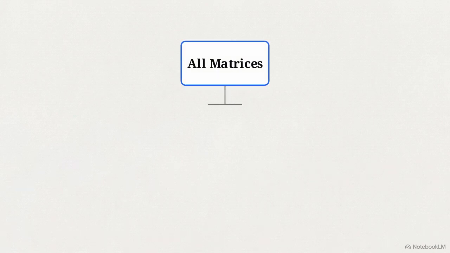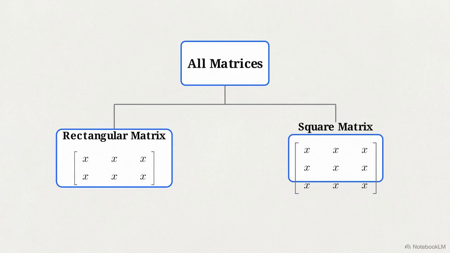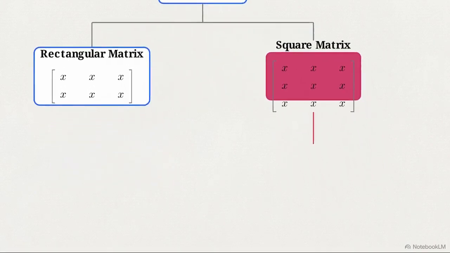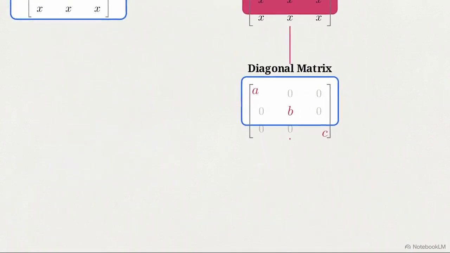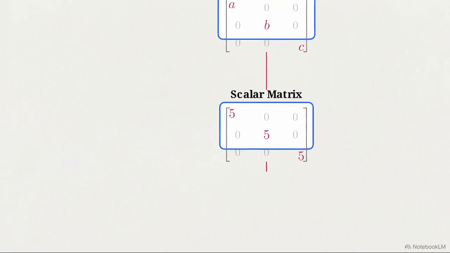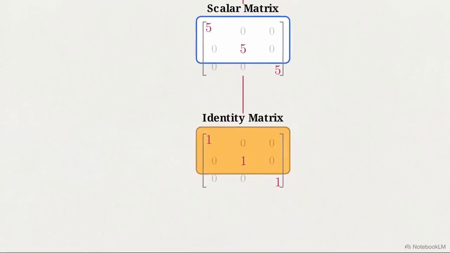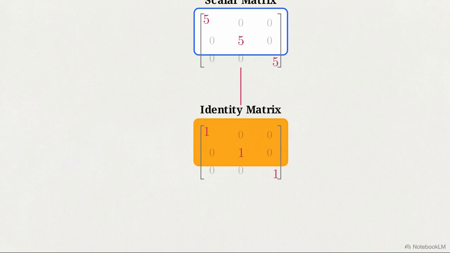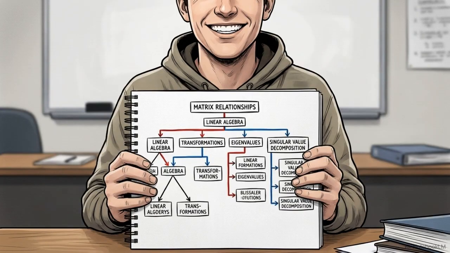This flowchart maps our rules. All matrices splits down 2 paths based on shape, rectangular and square. Tracing the square branch reveals nested conditions. It narrows into a diagonal matrix, tightens into a scalar matrix, before reaching the strictness of the identity matrix. Mapping these relationships as a visual tree eliminates rote memorization, helping you build true structural comprehension.